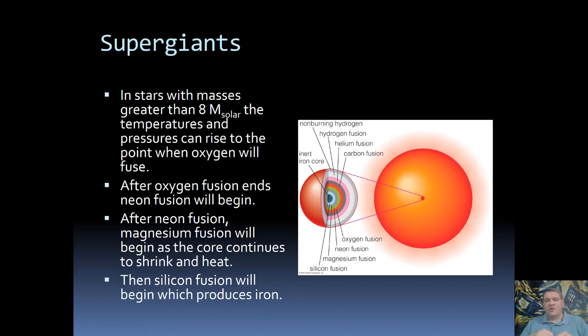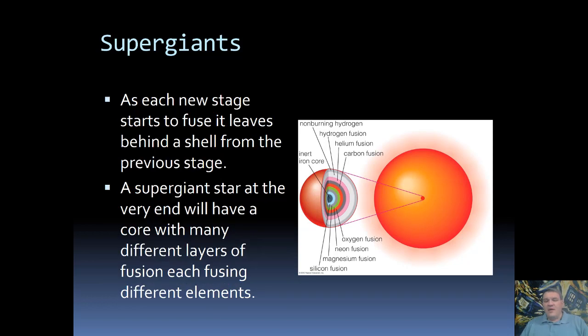So at every stage, we're going to have more and more fusion, many, many different layers. So towards the very end of its life, we're going to have many different shells. The core is going to be non-fusing iron. We'll talk about exactly why that is in a bit. Surrounding that non-fusing core, we have a shell of silicon fusion, then a shell of magnesium fusion, then a shell of neon fusion, a shell of oxygen fusion, a shell of carbon fusion, a shell of helium fusion, and a shell of hydrogen fusion. So we have all of these many different layers, each fusing different elements.